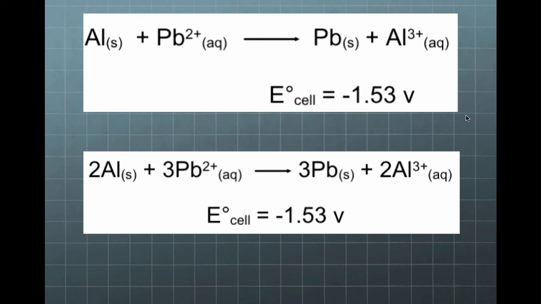Now it turns out it doesn't matter whether the reaction occurs as shown unbalanced or if we actually balance it for the 2 aluminums and the 3 leads that would have to be required for our total of 6 electron change. Our cell voltage actually doesn't change even if we multiply up, which is something that will be explained shortly.